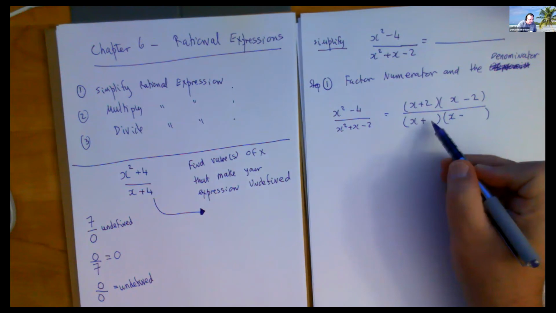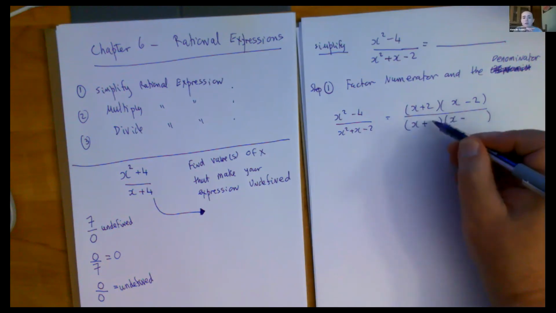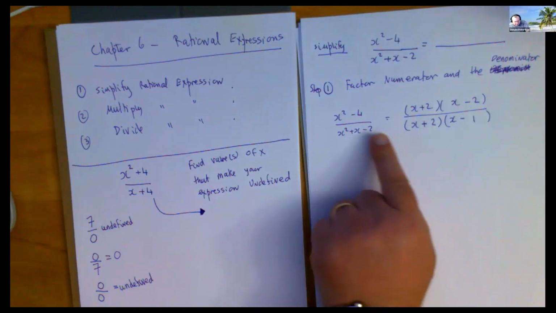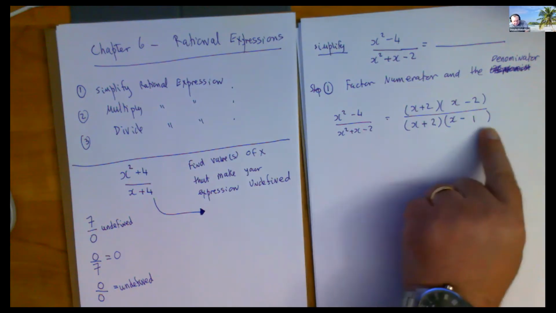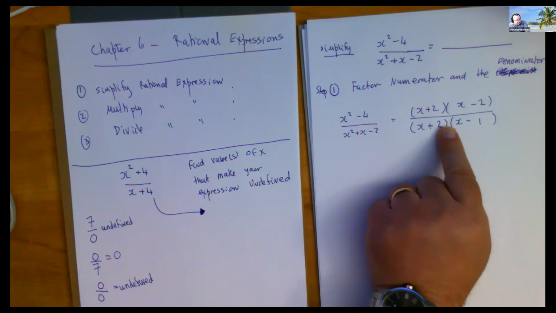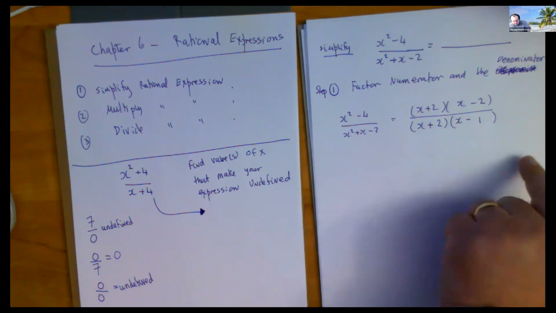What goes here? +2 and -1. Now, you might have to do some trial and error. See if you think it's that. Can't you FOIL that out and check? And if it works, you know you got the right one. Remember F, first, outer, inner, last.